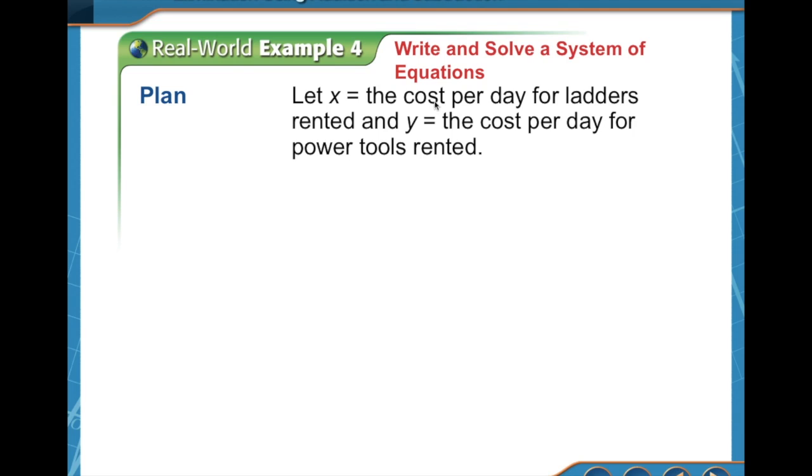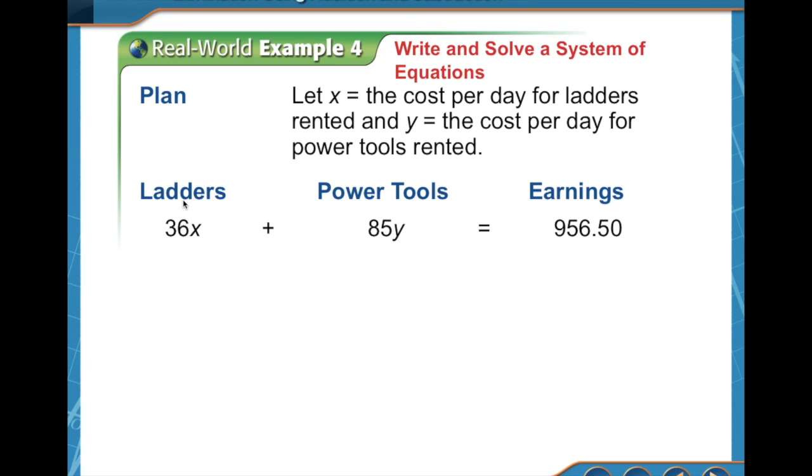So if we say x is the cost per day for ladders, y is the cost for tools, we can write this as two equations. Ladders, power tools, earnings. So they had 36, 85, and this was the dollar amount, so we'll write that. The second scenario they gave us was this: 36 for ladders, 70 for power tools, 829 for earnings. So these are the two equations you need to have down.